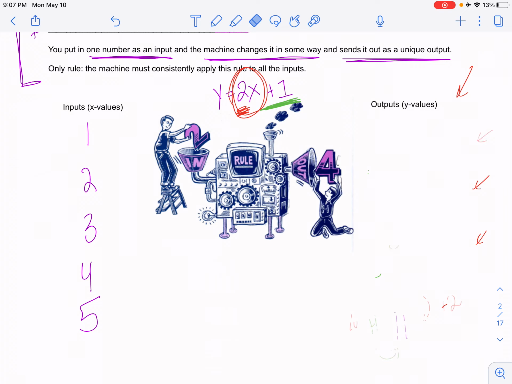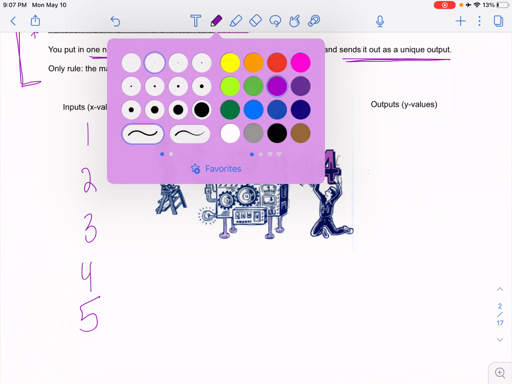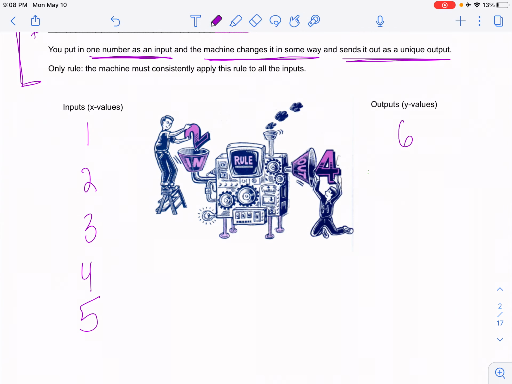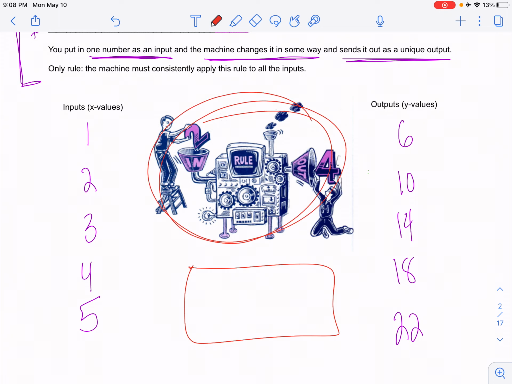Let's try one more. What if I were to give you something totally different? I'm not going to tell you the rule. What if I were to have 6, 10, 14, 18, and 22? Okay, so what would the rule be here? What is kind of the function rule? What is this machine doing to my inputs in order to get these outputs?